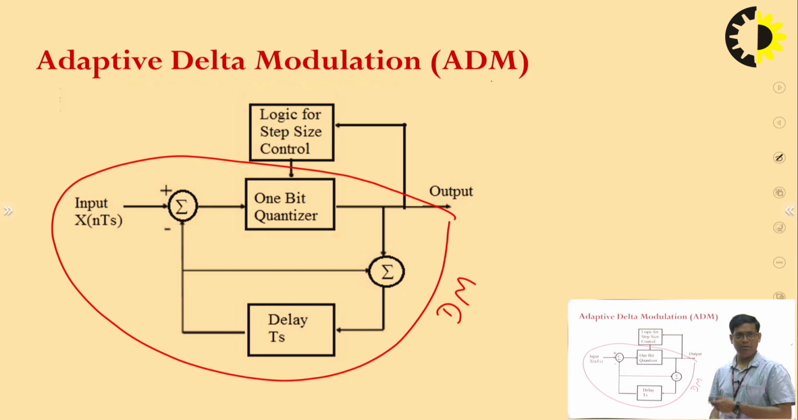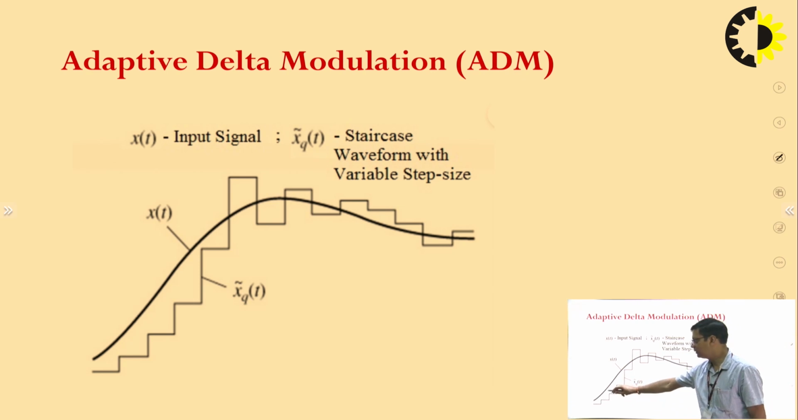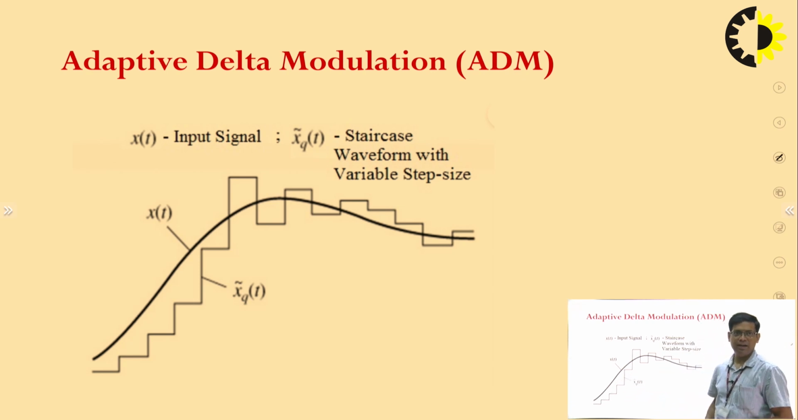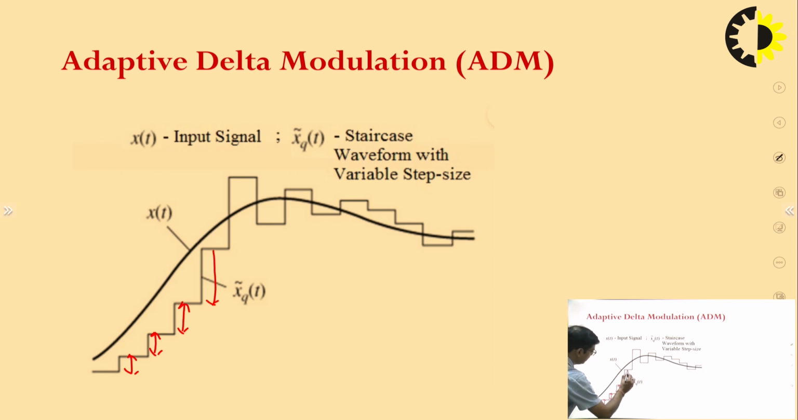We can see this with the help of a waveform. As the slope of the message signal is very high, our existing step size, say this is our initial step size, is not able to catch up with this slope. Then we started increasing our step size. We can see in this waveform the step size is increasing, and the benefit of increasing the step size is that the gap between the message signal and the quantized waveform is reduced.